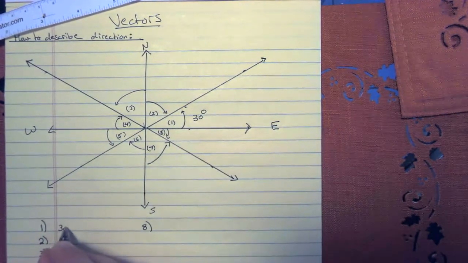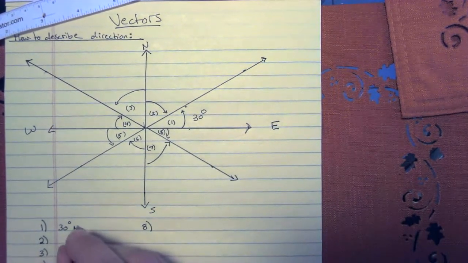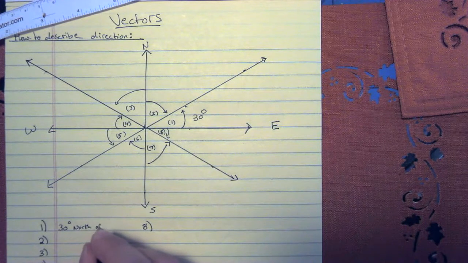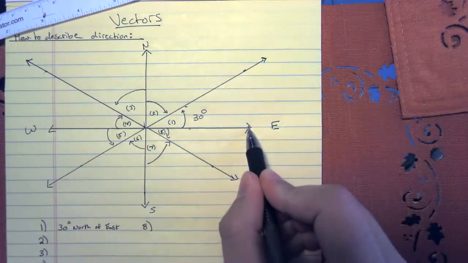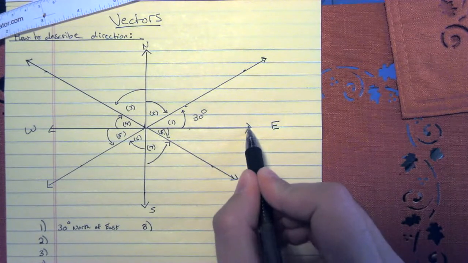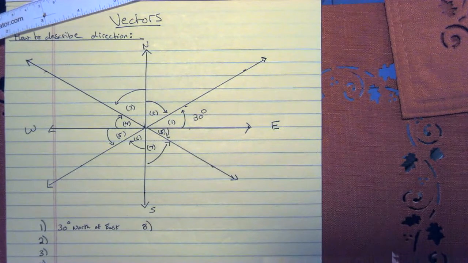So we have an angle of 30 degrees, and we call that direction because we can't just say northeast. That direction is north of east. We are starting on the east direction, and we are going towards the north. That's why we say north of east.